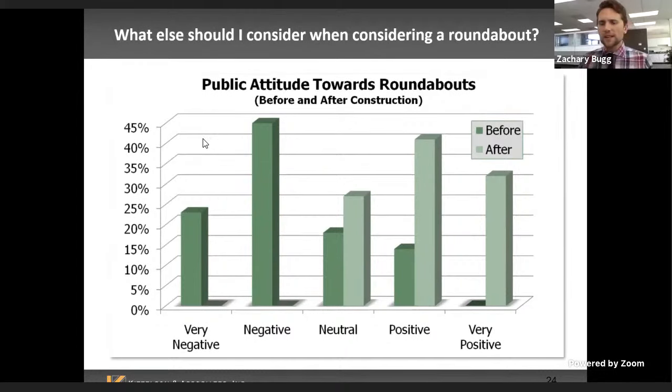Any thoughts there? Reactions, rebuttal to that? If not, I can move on.